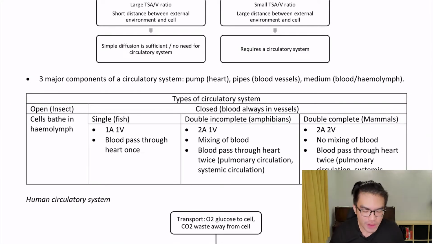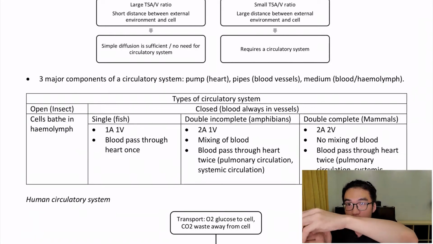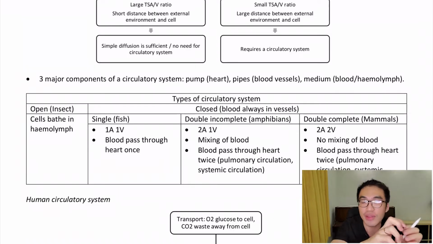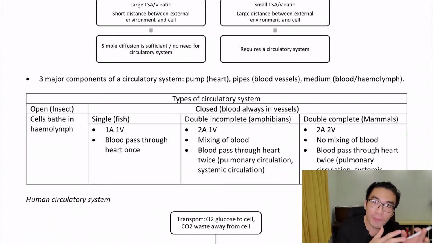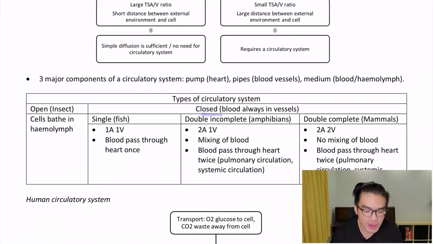Moving on, we have a few types of circulatory system. Number one, the open system, where the fluid is not necessarily always in the circulatory system. For example, in insects, the body cells bathe in the hemolymph: it goes out of the pipe to the cell, bathes it, and then goes back in again. So it's not a very efficient system, whereas complex organisms need a closed system, meaning blood is always in the vessel.